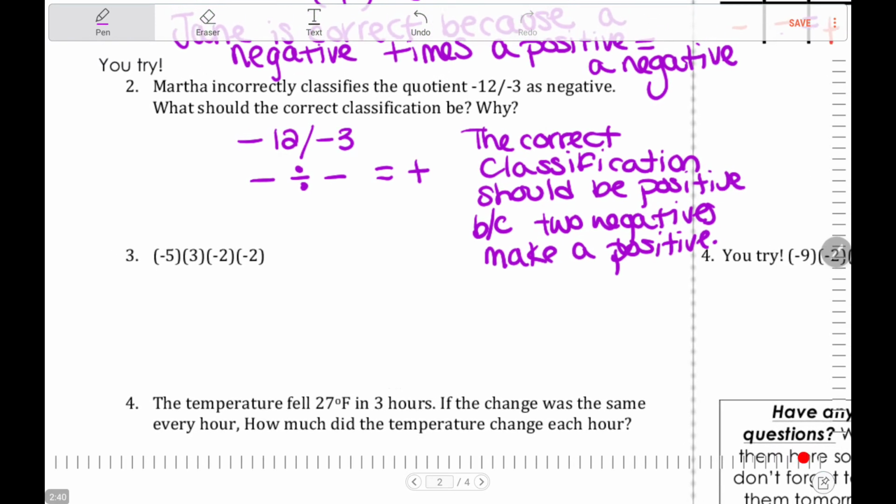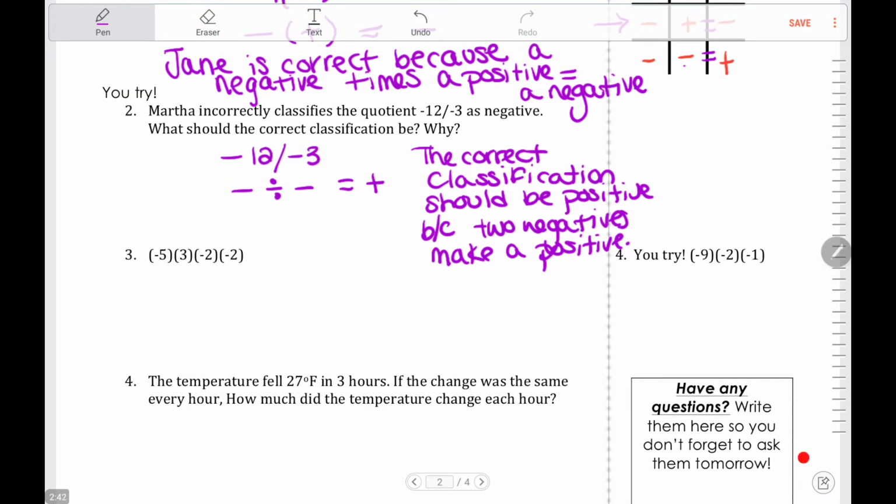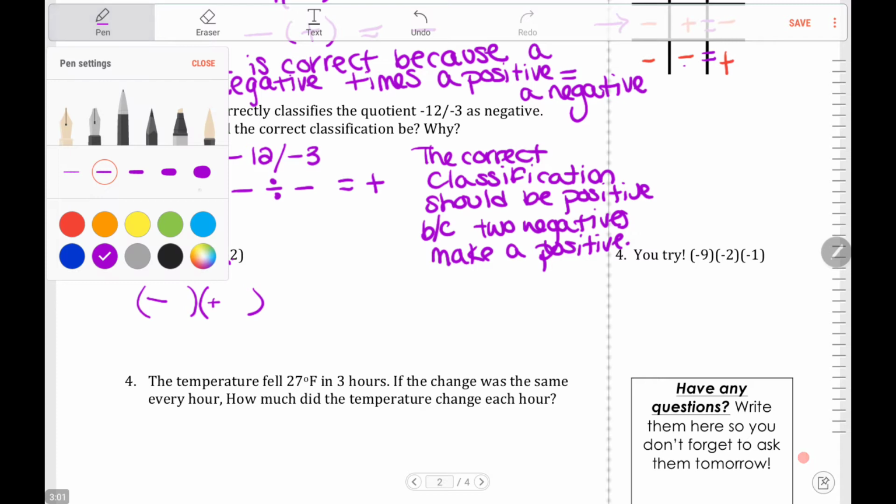So number 3, we have 4 things we are multiplying. Okay, I like to think of it as 2 things at a time. So let's split them up. So let's first do negative 5 times negative 3. I see a negative and a positive, so I know my answer is going to be negative. And here I have a negative 2 and a negative 2, so I know that answer is going to be positive. All right, let's actually do the numbers now.